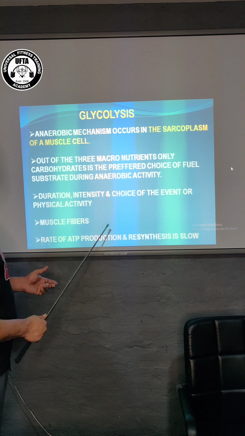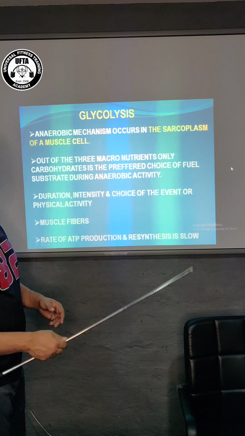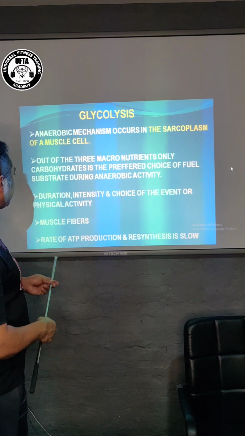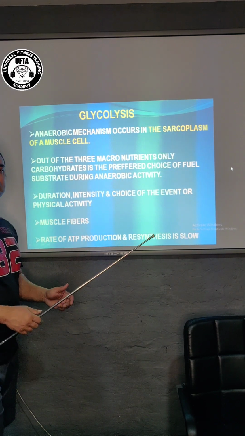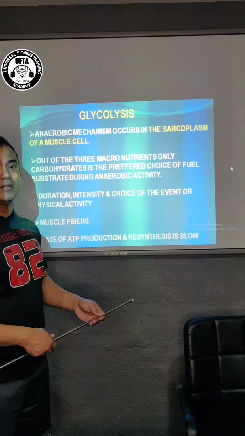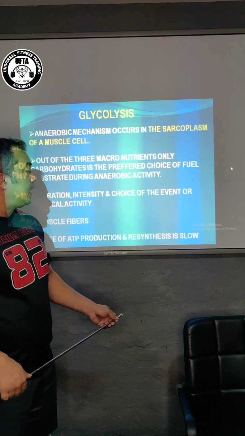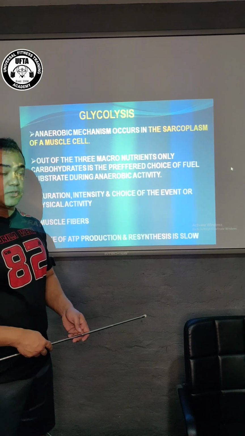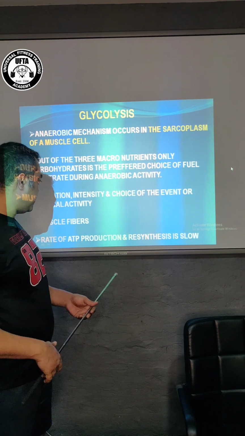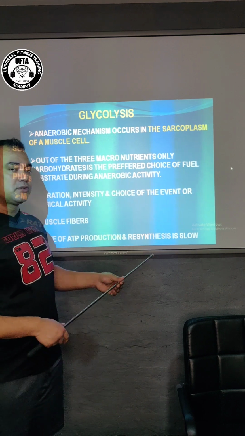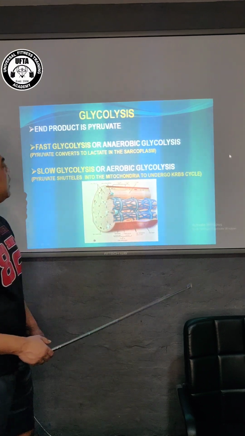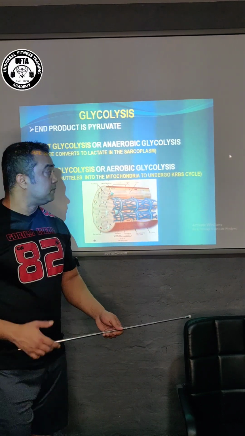Regarding duration, intensity and choice of event, you need to train at more than moderately high intensity, for example more than 4 or 5 repetitions, or 10-12 repetitions. The choice of physical activity has to be more than moderate. For muscle fibers, you can use type 2A, or intermediate muscle fibers. The exercise has to be of moderately high intensity, and the rate of ATP production is a little bit slow, but far more than the phosphagen system, because the intensity is a little bit less.